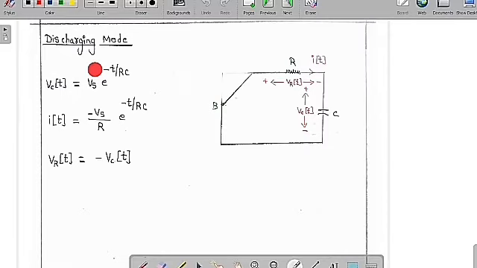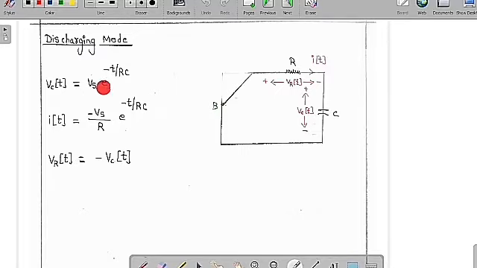Now we are going to learn about the discharging mode. When the capacitor is charged, after some time we are going to move the switch to position B. Because of that, there is no voltage source. So similarly, the capacitor itself is going to deliver its energy to the resistor. Because of that, the capacitor voltage is going to decrease, and see here, the voltage is going to decrease, meaning the energy in the capacitor is also going to decay.